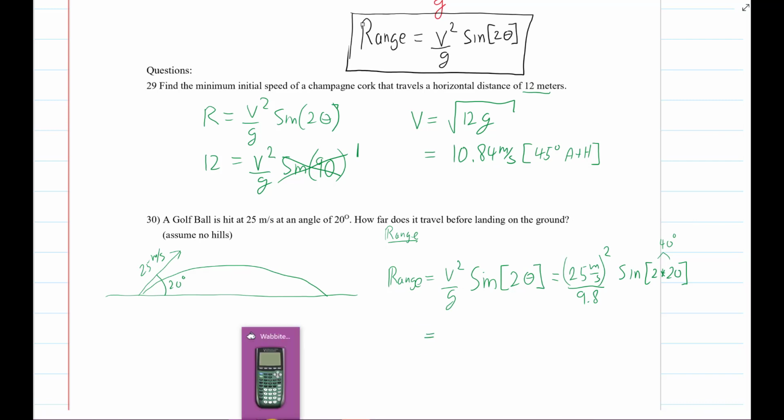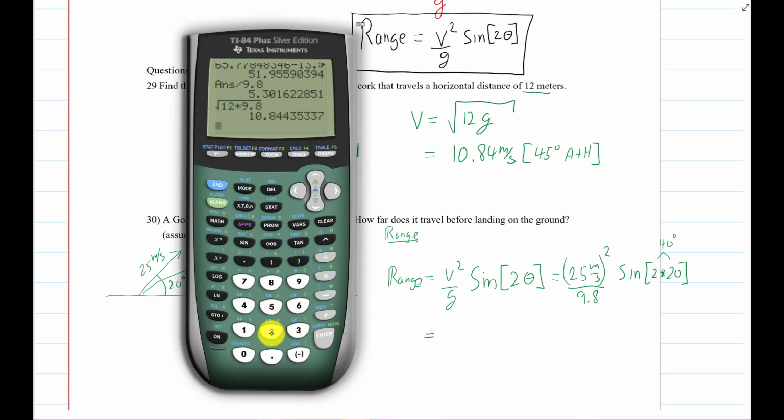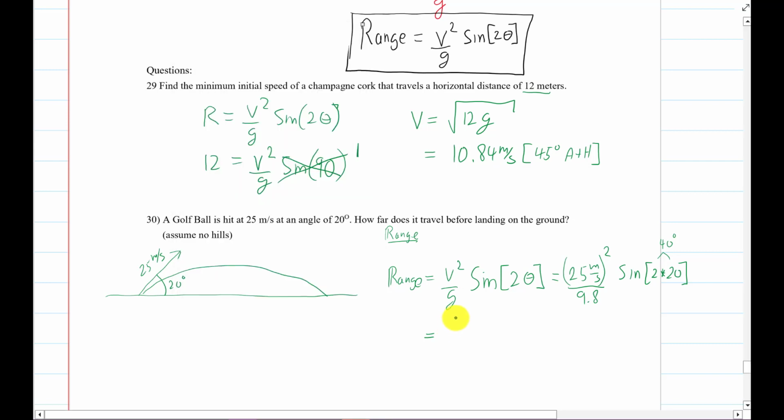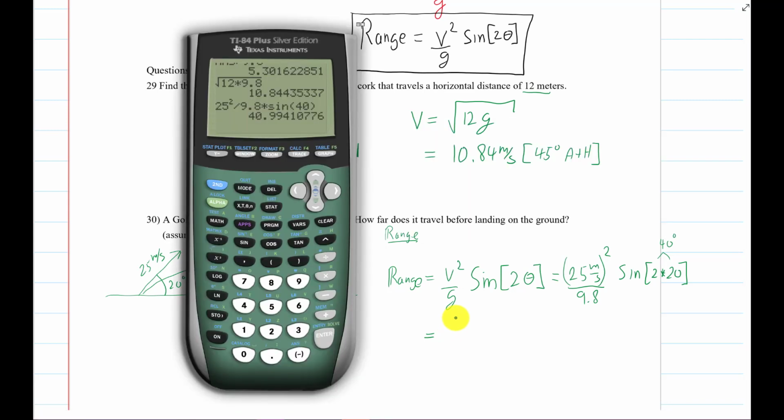So we just plug this into the formula. And we get 25 squared divided by 9.8 times the sine of 40. And that will give us our range. Okay, and that answer was 40.994.